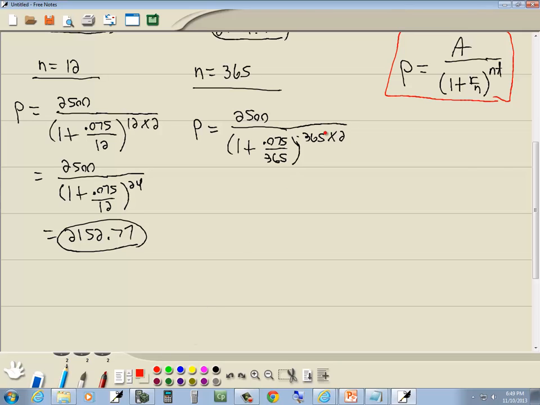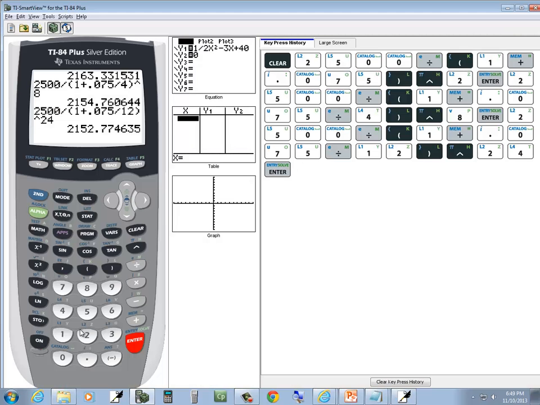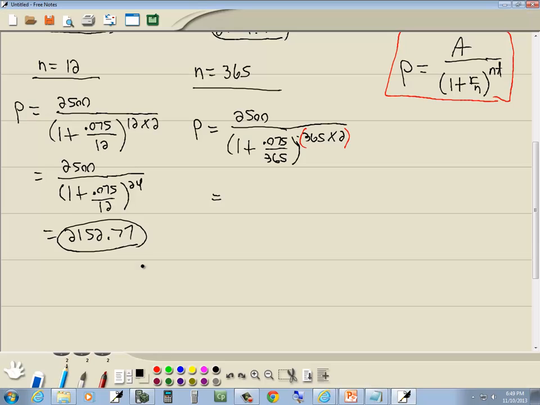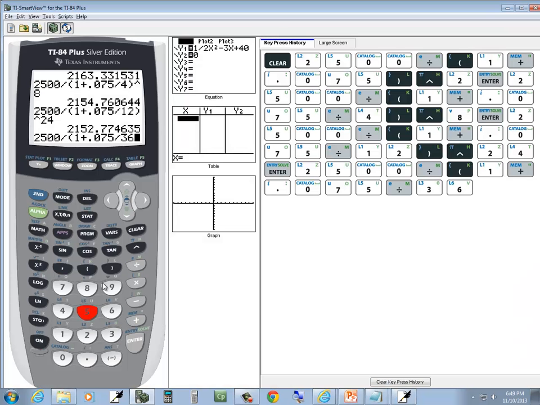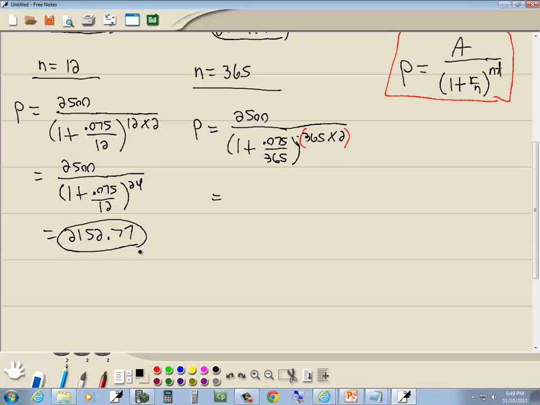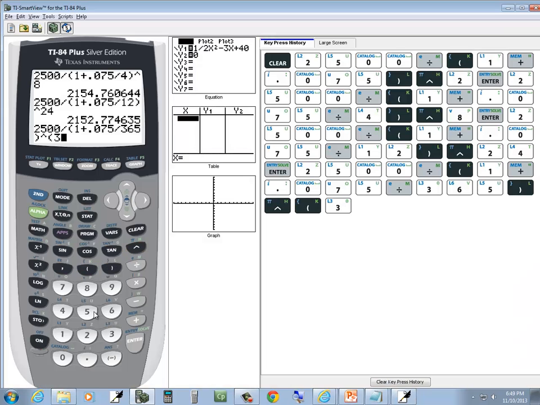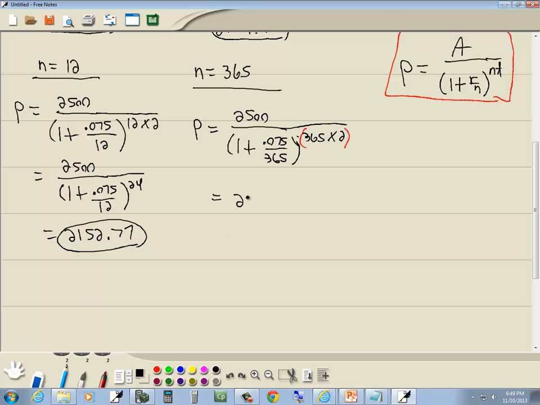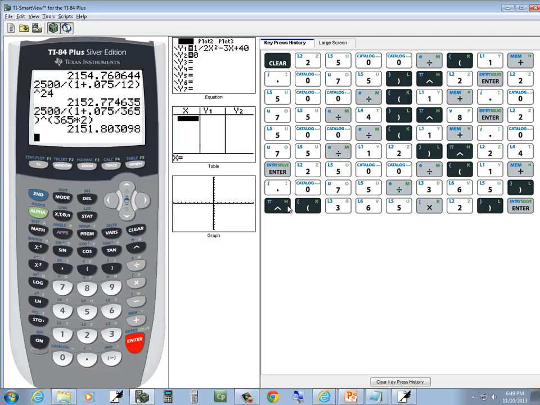Now, as I type this one in, I want to put parentheses around the exponent, like that. Anytime you have more than a single number in your exponent, put parentheses around it for your calculator. So do 2,500 divided by, beginning parentheses, 1 plus 0.075 divided by 365, close parentheses, caret, then beginning parentheses, 365 times 2 in our exponent, then close parentheses, and then enter. And we get $2,151.80.